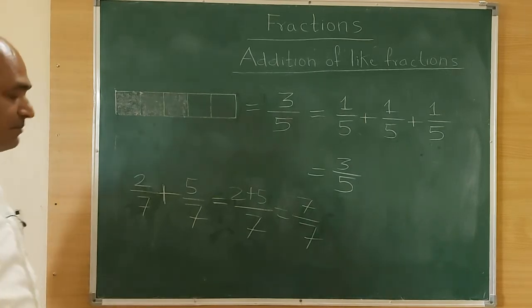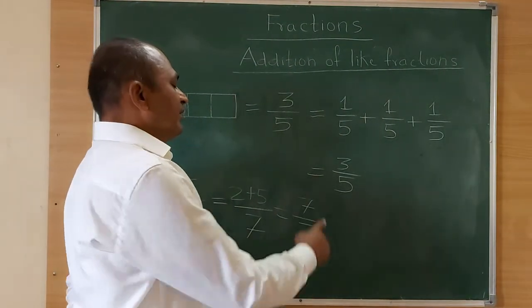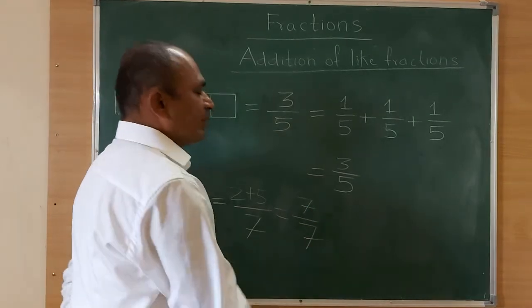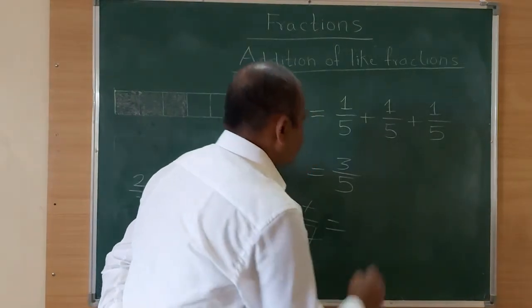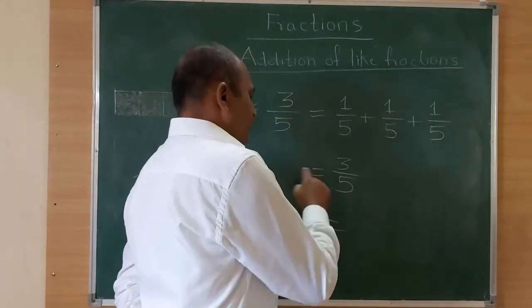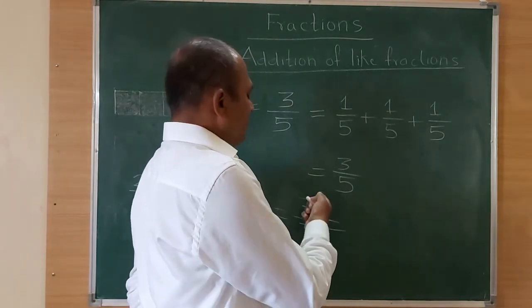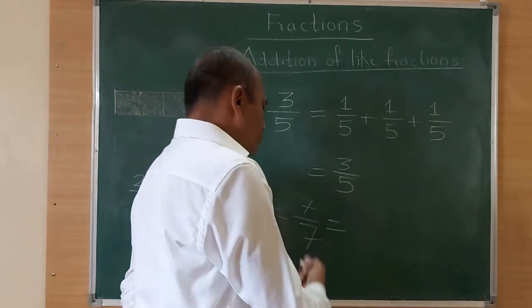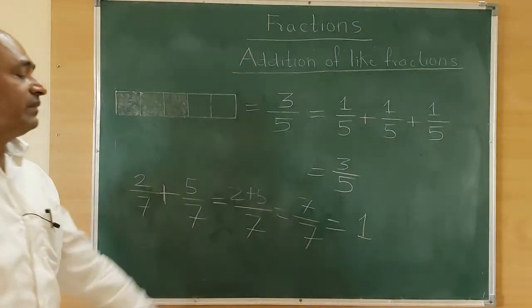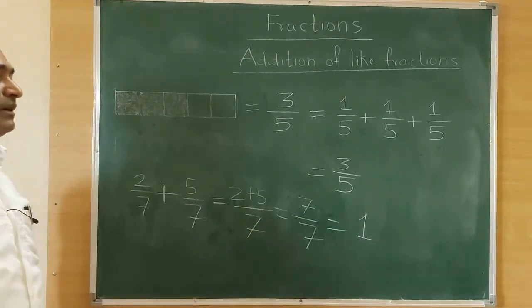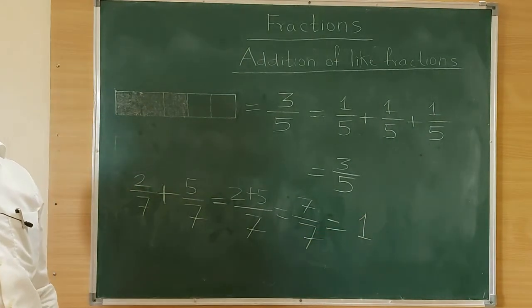Now here is one more concept we are going to learn: what is the value of a fraction when the numerator and the denominator are the same. In such cases, whatever the fraction is, let it be 41 upon 41, 102 upon 102 or 2 upon 2, the value of such a fraction is always 1. If the numerator and the denominator of a fraction are the same, the value of such a fraction is always 1.